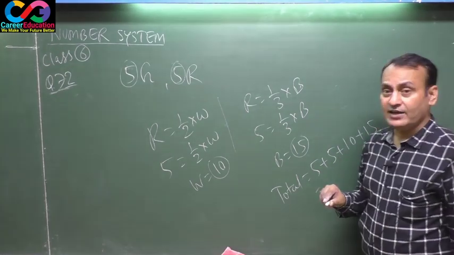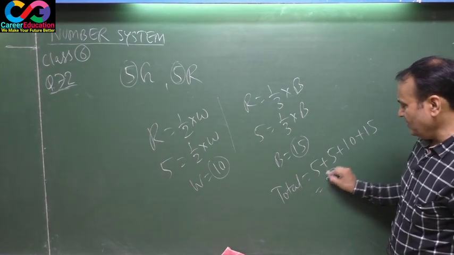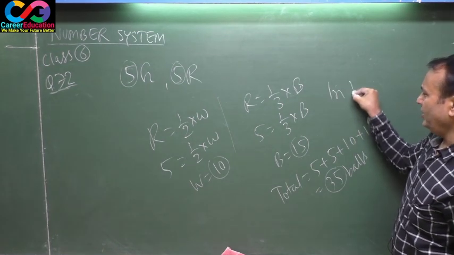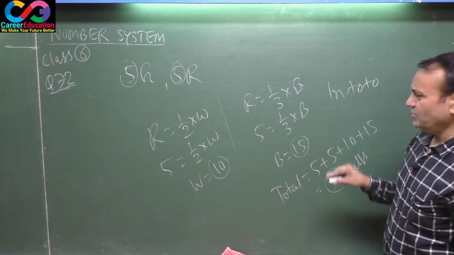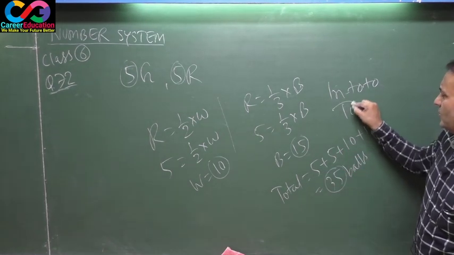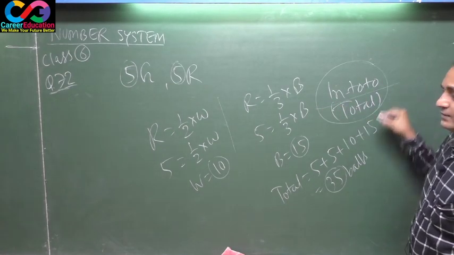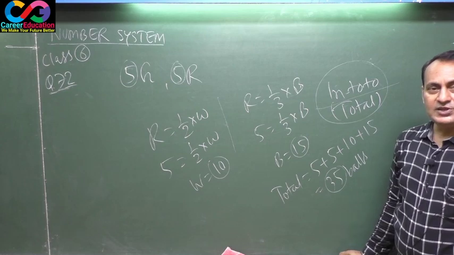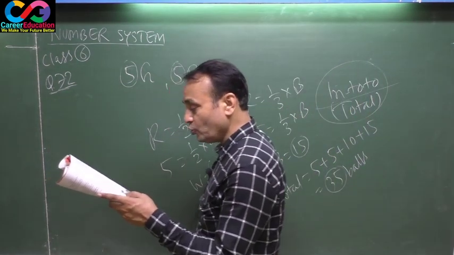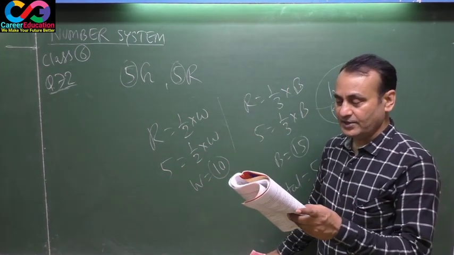You must add 15 plus 10, 25 plus 10, 35. That means in toto, we say here in toto. This is perhaps Latin. In toto means total. That means there are 35 balls in his collection, in toto. This is your final answer.